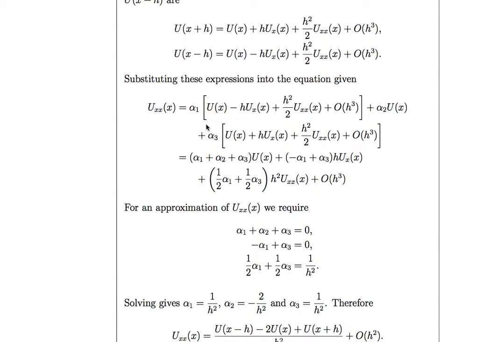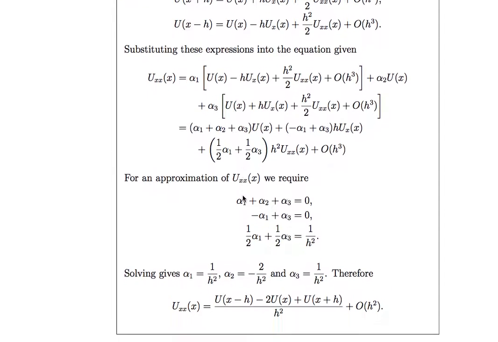So if we look at u(x), that's multiplied by alpha 1, alpha 2 and alpha 3. So we have alpha 1 plus alpha 2 plus alpha 3. Do similar for the first derivative and the second. For example, the first derivative is minus h alpha 1 plus h alpha 3. And similar for the second order derivative.